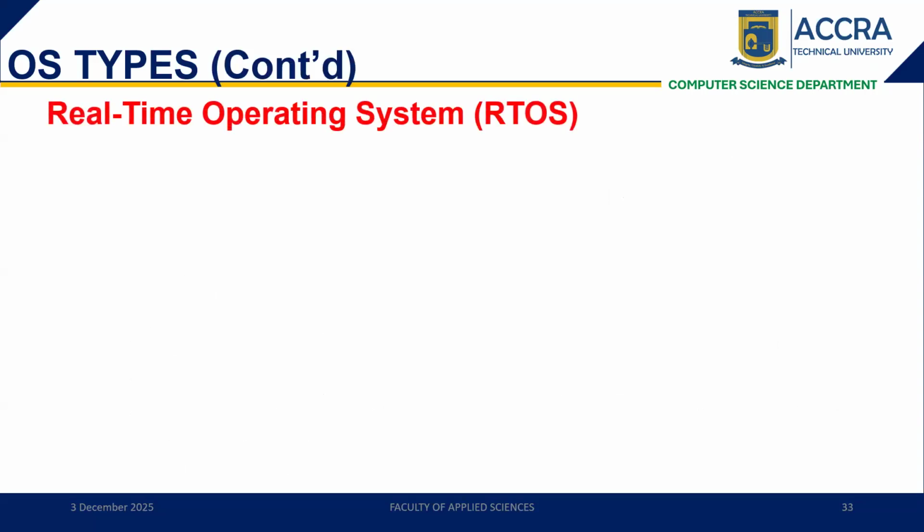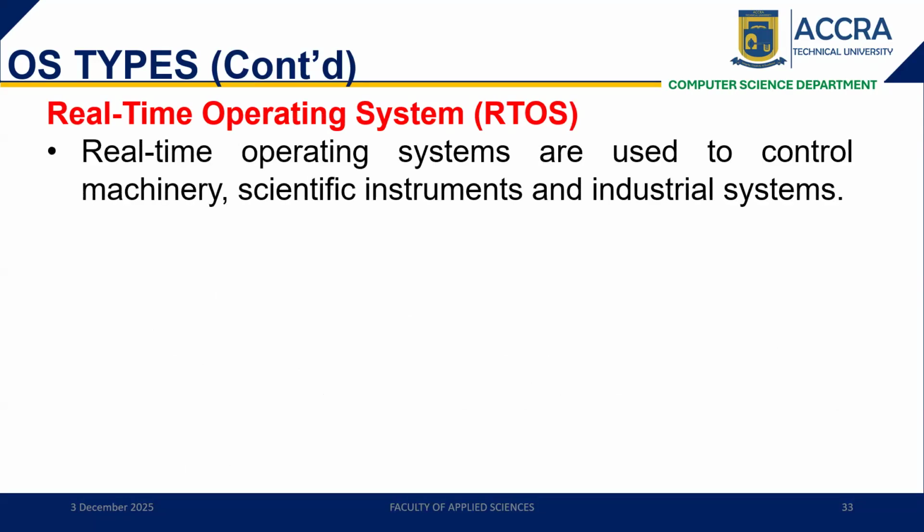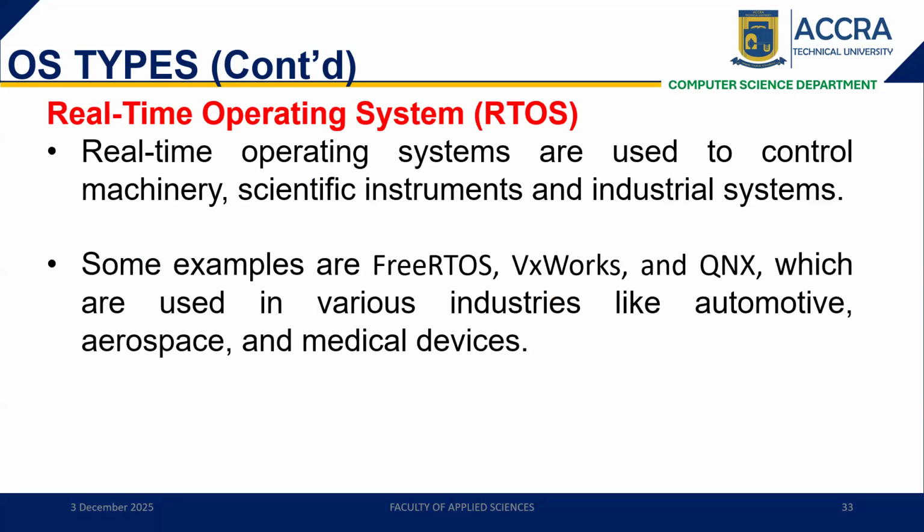The real-time operating system, RTOS. Real-time operating systems are used to control machinery, scientific instruments, and industrial systems. Again, they are used to control what? Machinery, scientific instruments, and then industrial systems. So we have some examples. We have FreeRTOS, we have VxWorks, we have QNX. They are used in various industries like the automotive, aerospace, and medical devices.